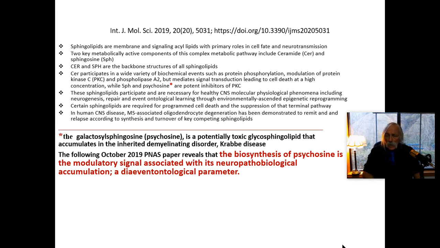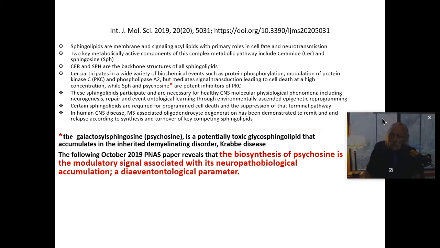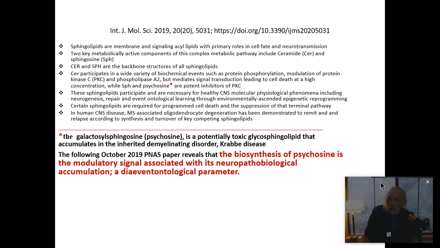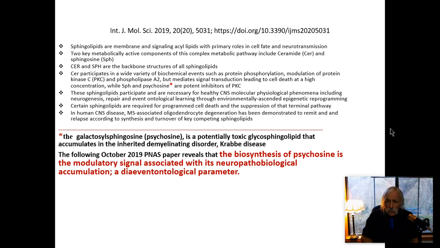All right. So, we've been discussing this particular paper, this 2019 paper, in my Authentic Biochemistry podcast. And we're just going to go back and take a look at it again. This is the International Journal of Molecular Science 2019. And let's take a look at what some of the aspects of the focus of this paper are. Okay? So, sphingolipids are membrane and signaling acyl lipids.